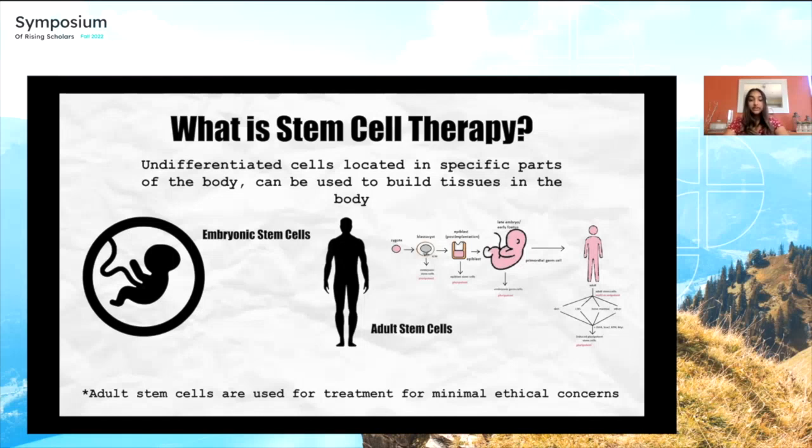Stem cells are undifferentiated cells that can be used to build tissues in the body. There are 2 kinds of stem cells. Embryonic stem cells have the ability to differentiate into any cell in the body, while adult stem cells have specific functions they'll end up performing. Because of the ethical concerns of using embryonic stem cells for treatments, scientists discovered a method to genetically modify adult stem cells into embryonic stem cells.